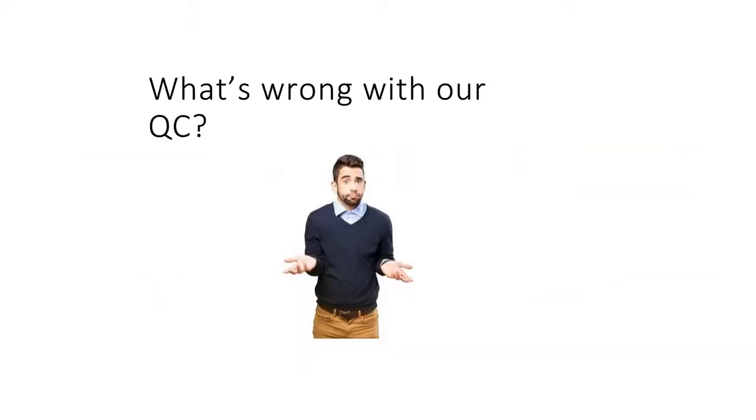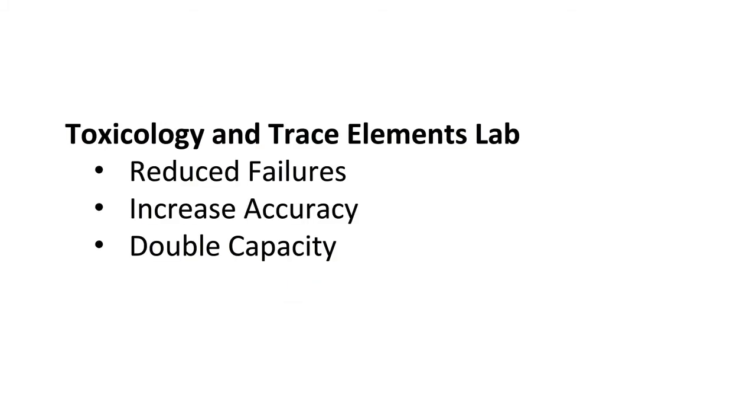Okay, so now we know that QC is important because it can help us reduce variation. But what's wrong with our QC and how do we know we can improve it? We have some pretty good evidence that we can do better with QC. And this was demonstrated by the success that the Toxicology and Trace Elements Lab experienced after changing their approach to QC. They used QC to drive process improvement, and over time, they reduced the number of failures and doubled their capacity. Our goal is to help other labs replicate the success of the TTE lab.